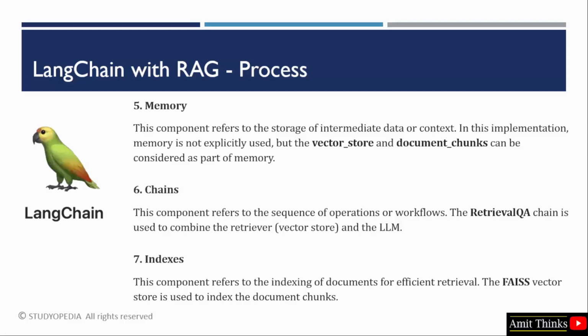Chains. This is a component that refers to the sequence of operations. The retrieval QA chain is used in our code to combine the retriever and the LLM. Indexes. The FAISS vector store is used to index the document chunks. This helps in indexing of documents for efficient retrieval.